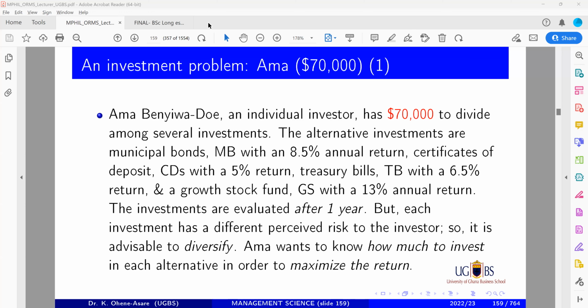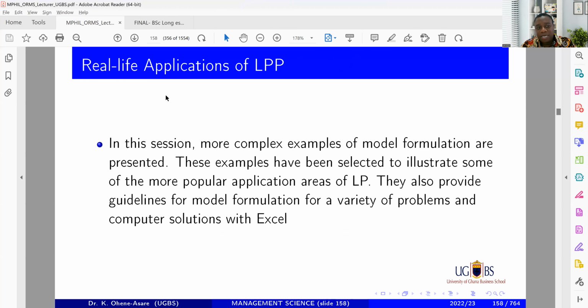What we are going to do today is to look at a practical. I told you the last time that we shall do a practical demonstration or practical application of a linear programming problem. So what I'm going to do is to demonstrate how practical this is. This is more practical than the two variable case, because more complex examples of model formulation are what you're going to do.